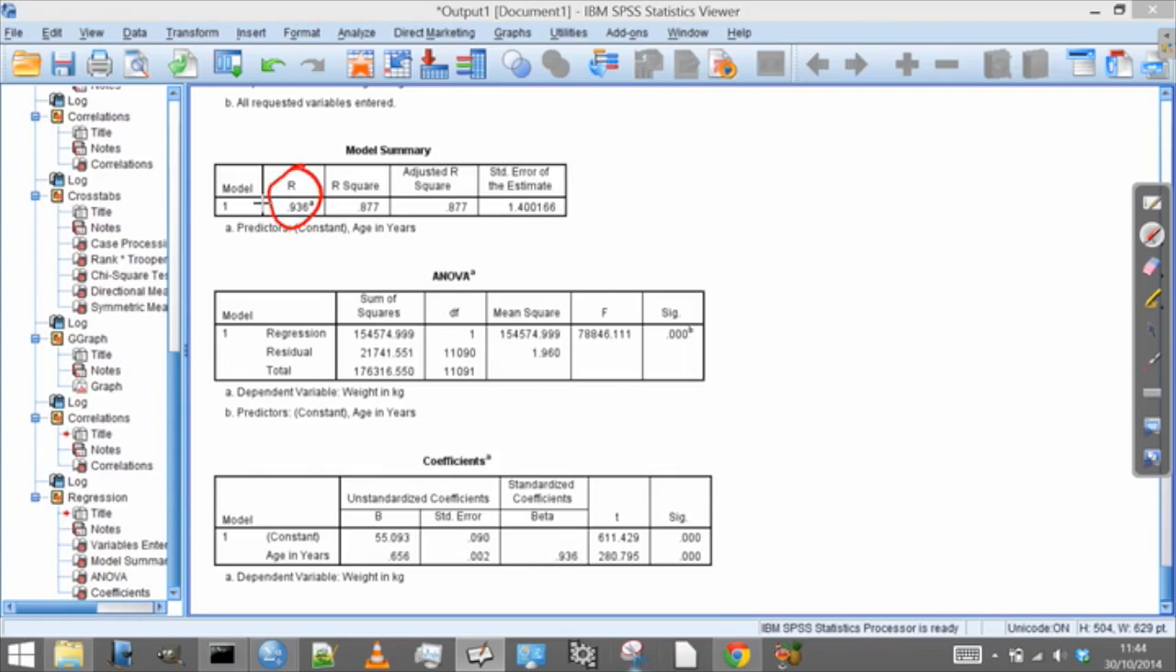So when we do a linear regression, we for free get the Pearson correlation coefficient out. So we can immediately see there that there is a strong correlation. The next value is R square. Remarkably, that is exactly what it says it is. It is R multiplied by R. So 0.936 multiplied by 0.936 equals 0.88 or 0.877. So I always round to the second decimal place.